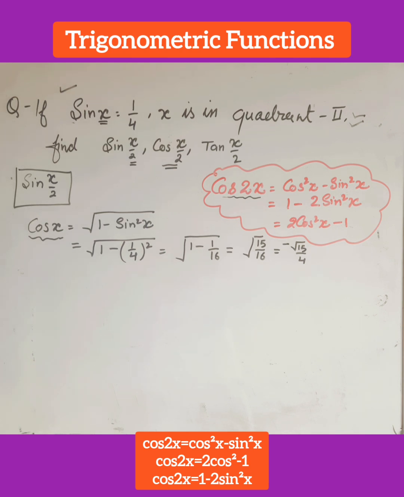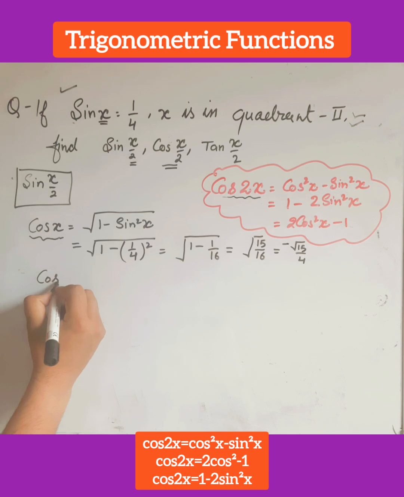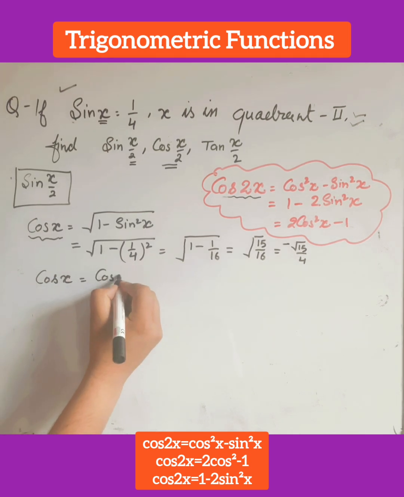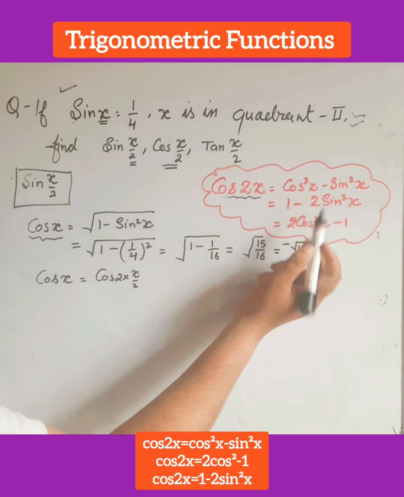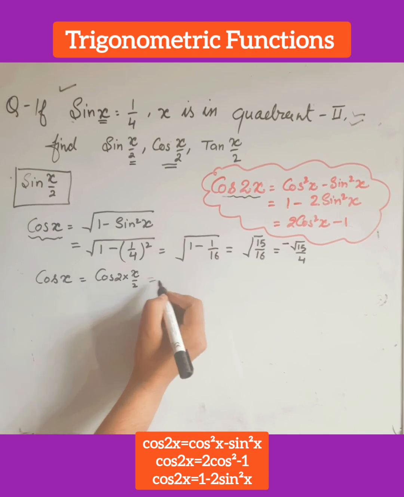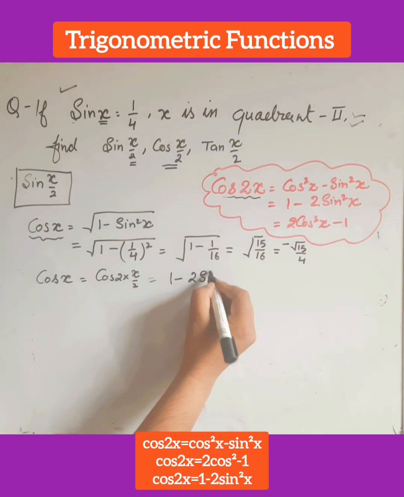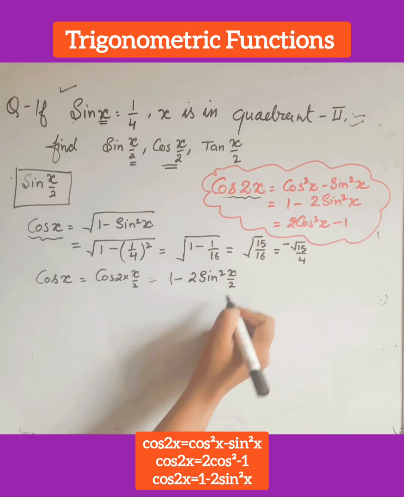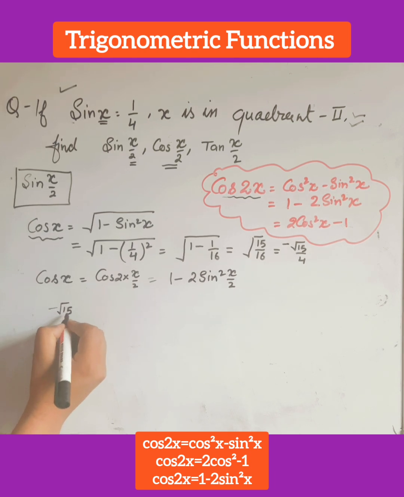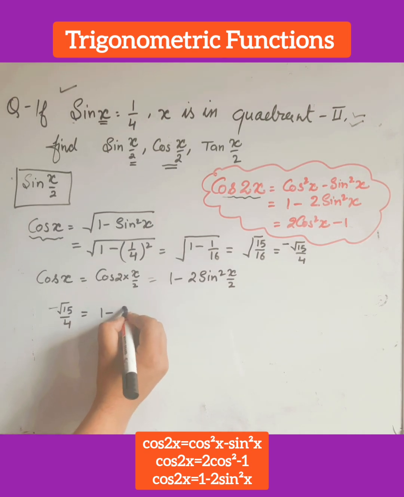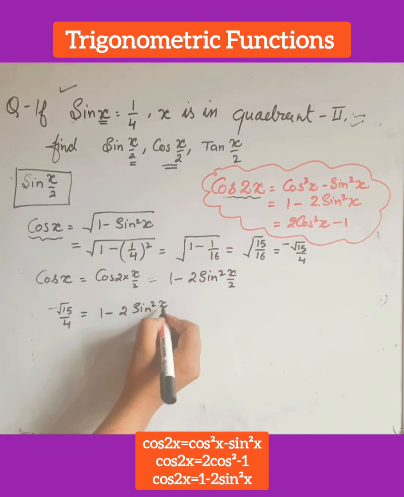Now we know that cos x can be written as cos of 2 into x upon 2. Now replace this x with x upon 2. What will happen? This will be equal to 1 minus 2 sin square x upon 2. We have the value of cos x. Now we can calculate sin square x upon 2, or sin x upon 2. See how? We know that cos x is equal to minus root 15 upon 4, which will be equal to 1 minus 2 sin square x upon 2.